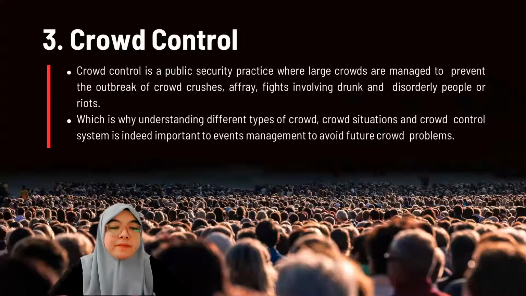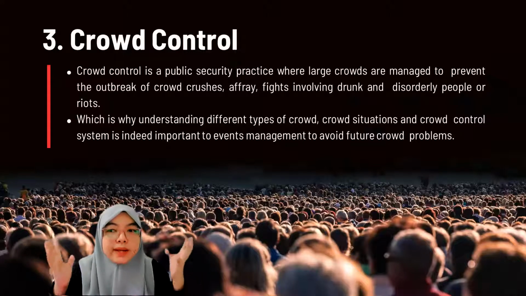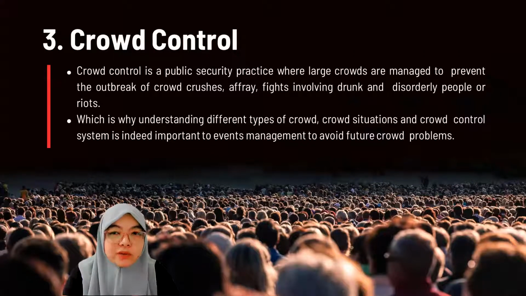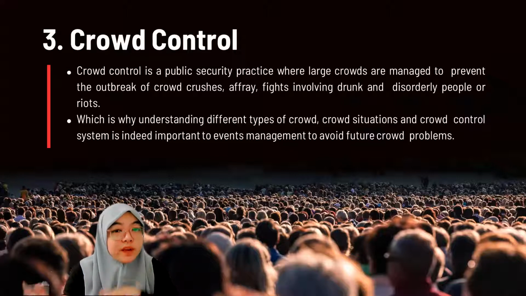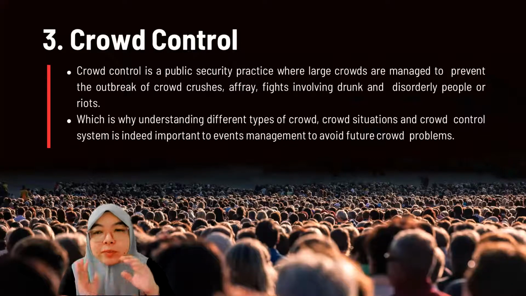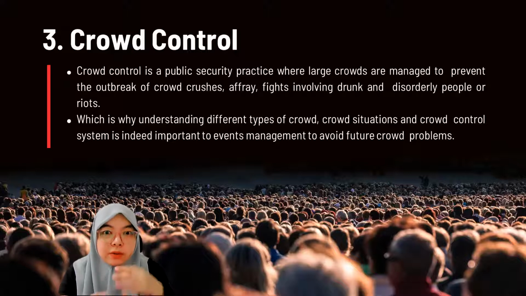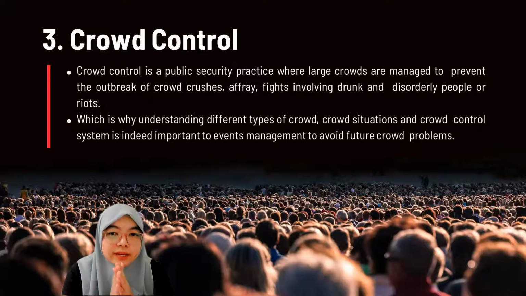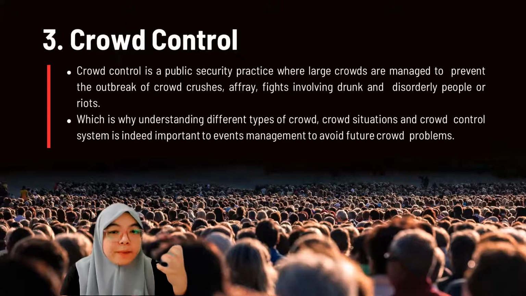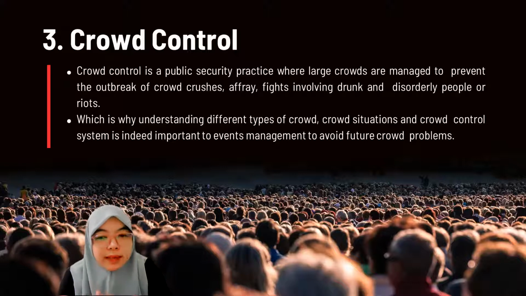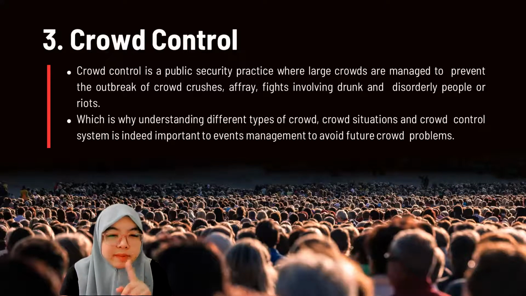So when you are having a huge crowd, it's quite hard for you to control everyone. Crowd control is a public security practice where large crowds are managed to prevent the outbreak of crowd crushes, affray, fights involving drunk and disorderly people, or riots, which is why understanding different types of crowds, crowd situations and crowd control systems is important. So you need to check what types of crowds are there during your event. What happens if you have too many crowds, and what happens if so many people attend your event?